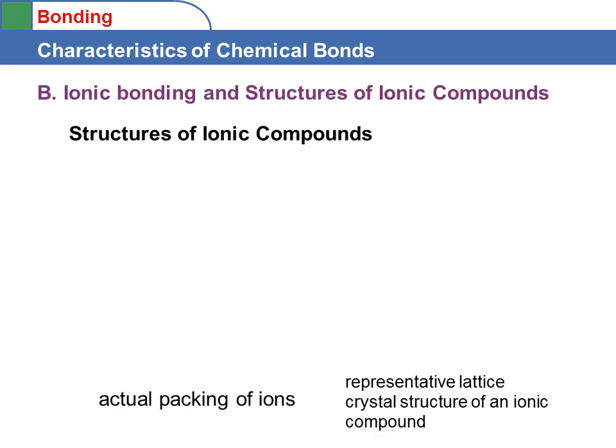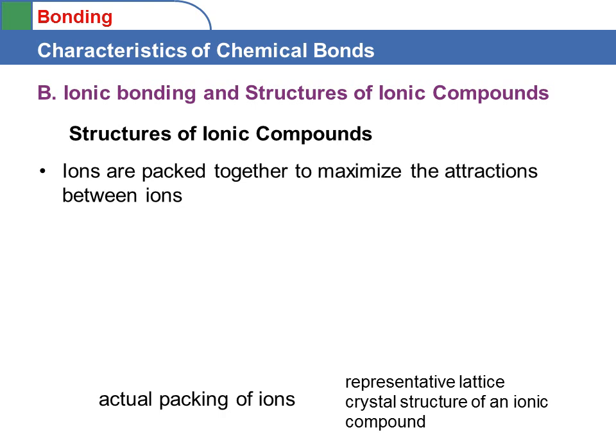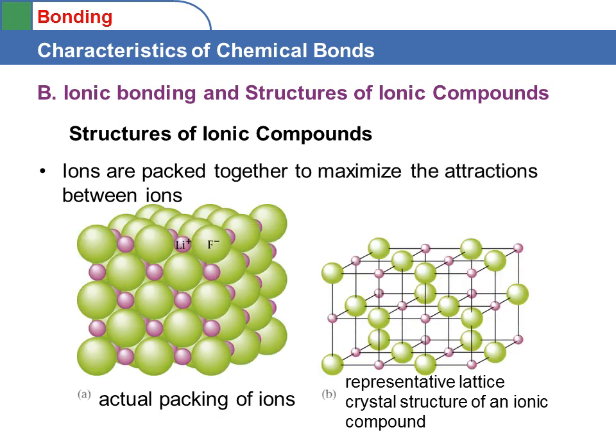If we look at actual structures of ionic compounds, we see that the ions are packed together really tight, and that's so that the negatives and the positives are attracting each other, okay? You'll never see two positive ions right next to each other. You'll see the positive and the negative ions alternating, and that's because of what we call electrostatic attraction.